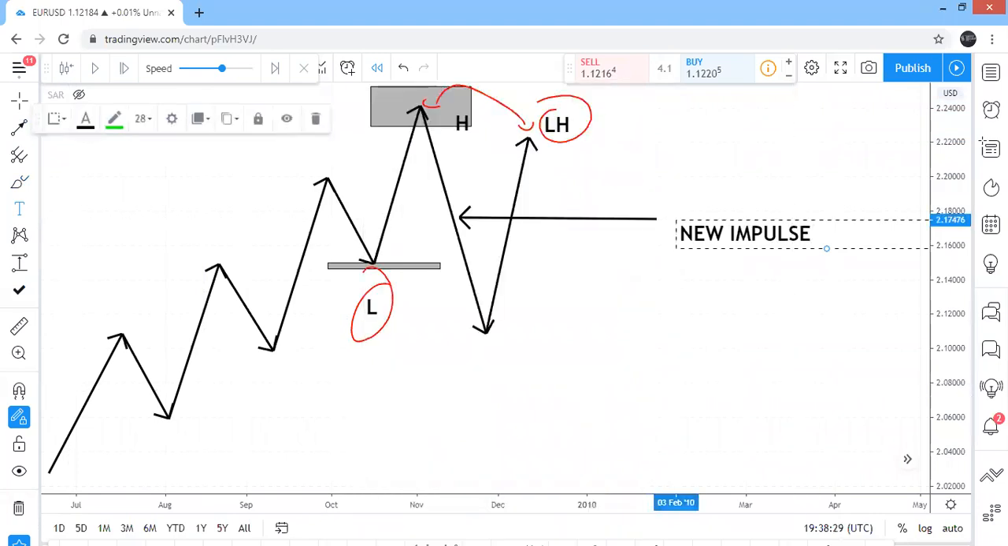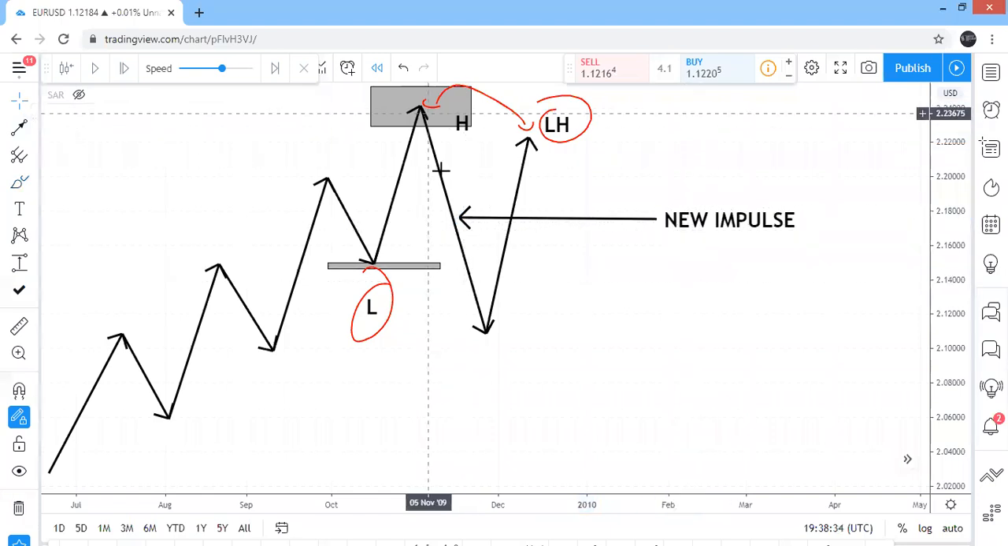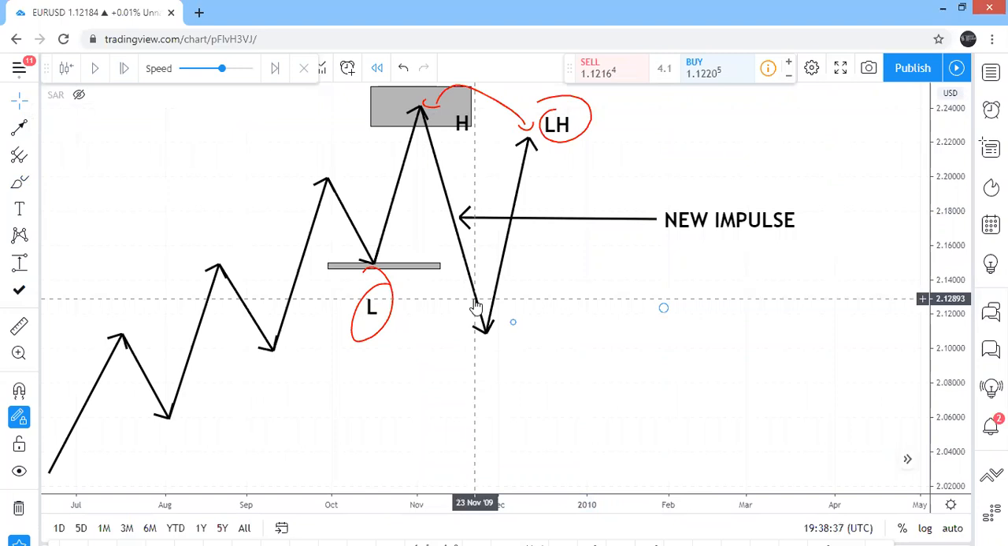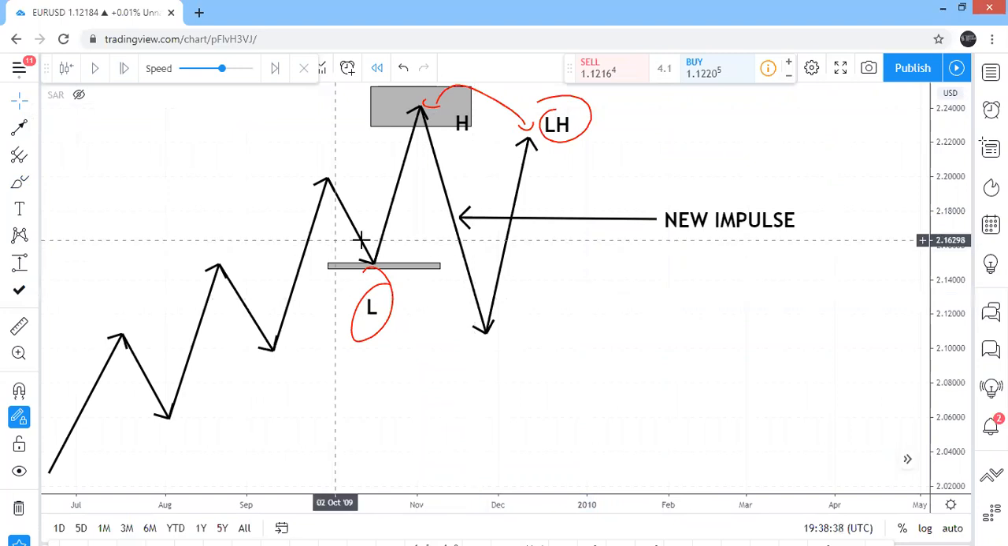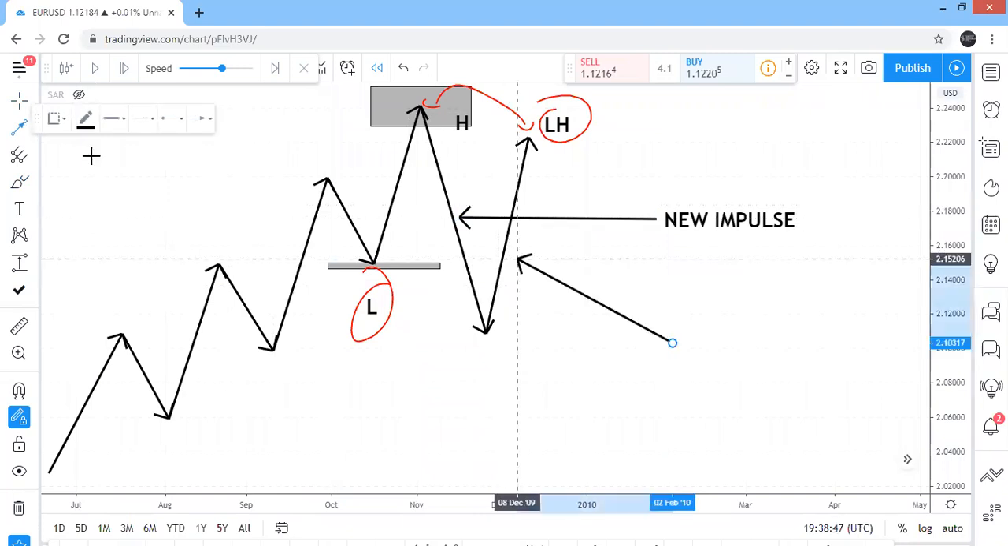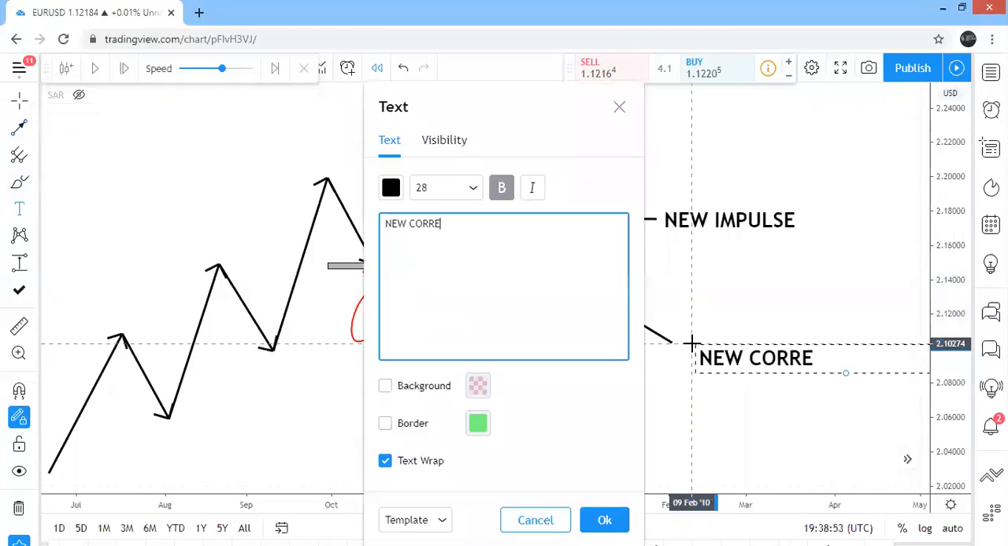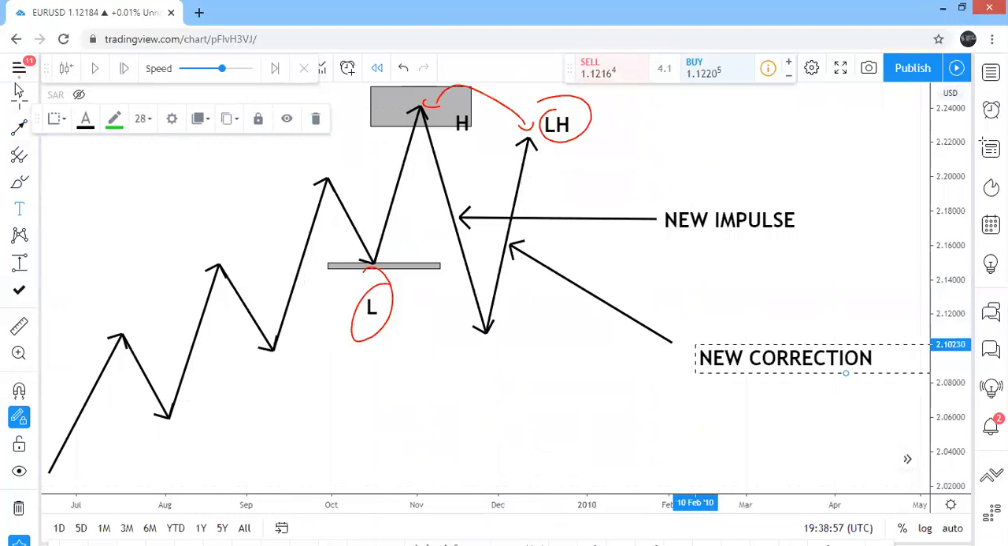Because I said that the impulse is typically the longer move of the two. So if this was perceived to be a correction, but now that correction has exceeded the beginning of the previous impulse, it now turns into the new impulse. It's no longer a correction. And this second move that formed the lower high is now known as the new correction. Are we cool with that?